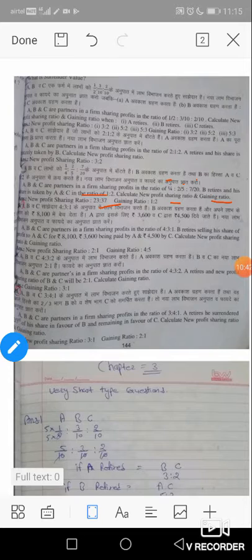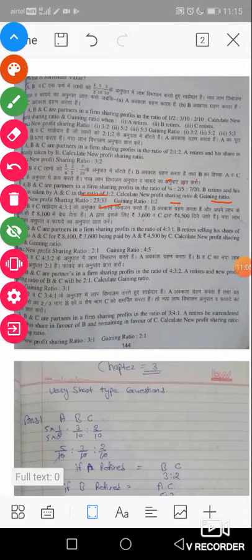Here B retires and B's share is taken by A and C. So we will divide B's share into two parts, one for A and another for C, because B gives his share to both of them. We will divide B's share into two parts in the ratio 1:2. Now start.